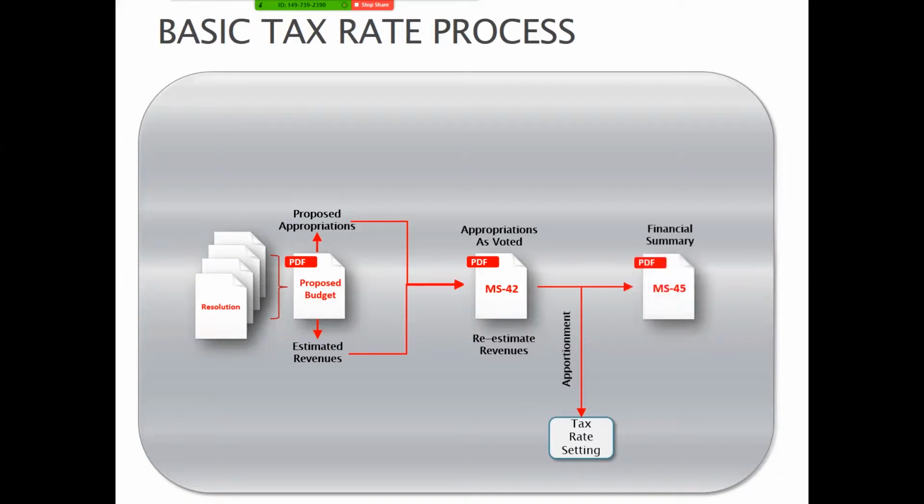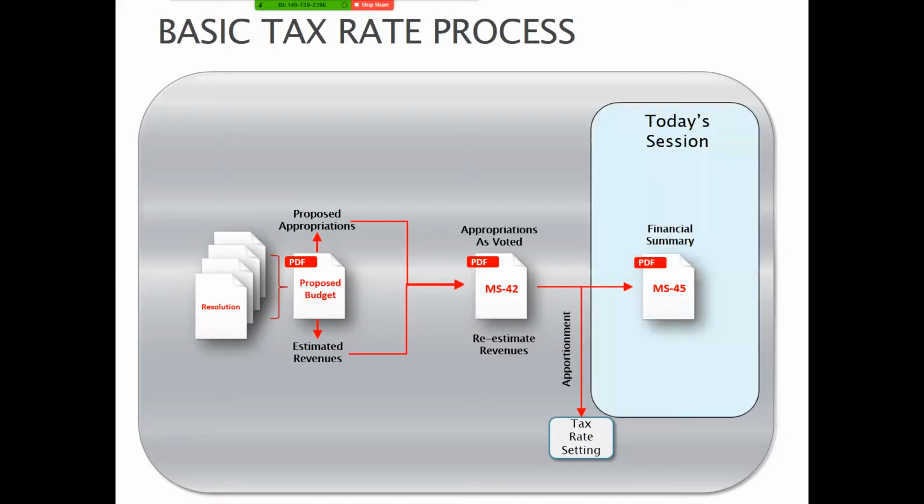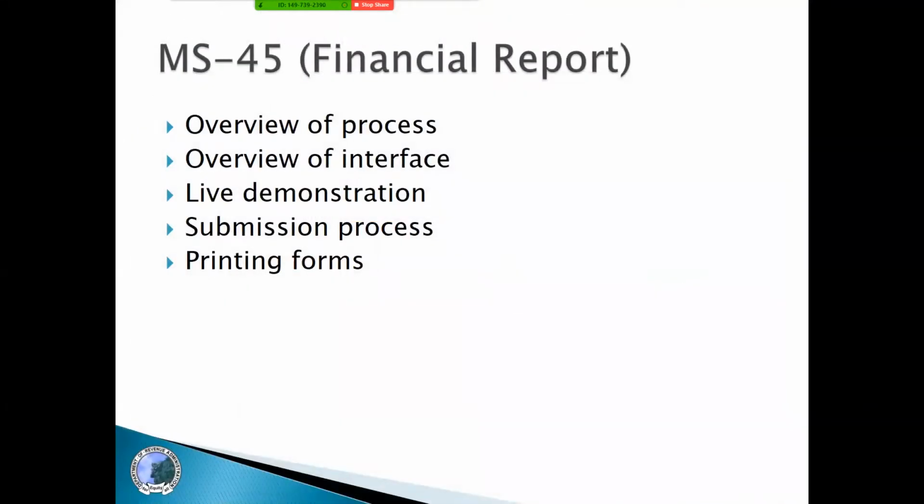Now, at the very end of the process, you have your MS-45, which, as we all know, is the financial summary for the county at the end of the fiscal period. So this is what we are going to focus on today, the MS-45, which has recently been migrated into the portal. So we will talk about an overview of the process, an overview of the interface. I'll show you a live demonstration of the interface, and then we'll go through the submission process and talk about printing forms. And again, this will be recorded and posted on the help page, so if you want to go back and refer to it when you're actually filling out the form, it will be available to you.